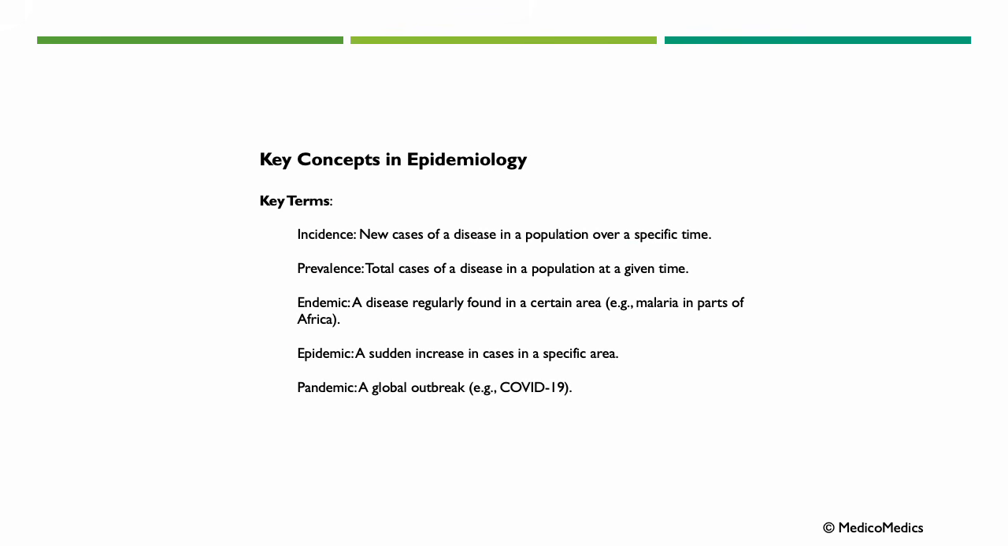Now, some key terms include incidence. This is new cases of a disease in a population over a specific time. Prevalence, total cases of a disease in a population at a given time. Endemic, it's a disease regularly found in a certain area. For example, malaria in parts of Africa. Epidemic, a sudden increase in cases in a specific area. And then pandemic, a global outbreak, like the recent COVID-19.